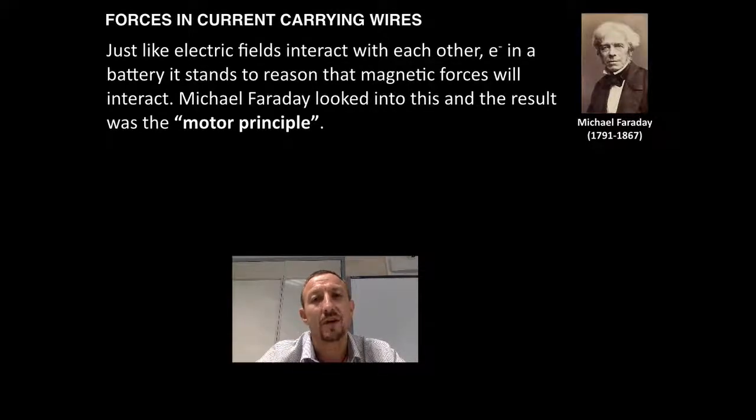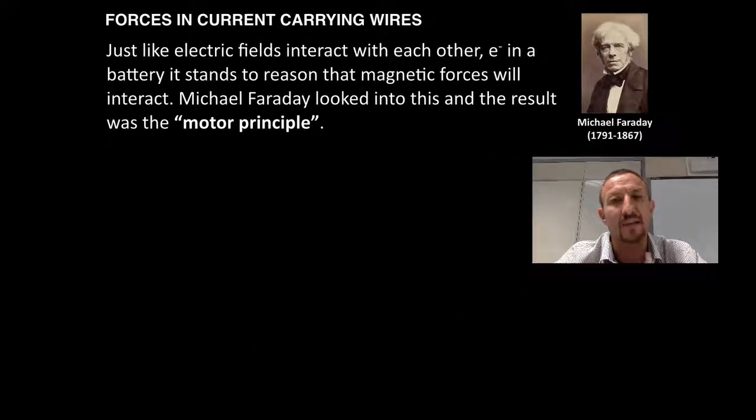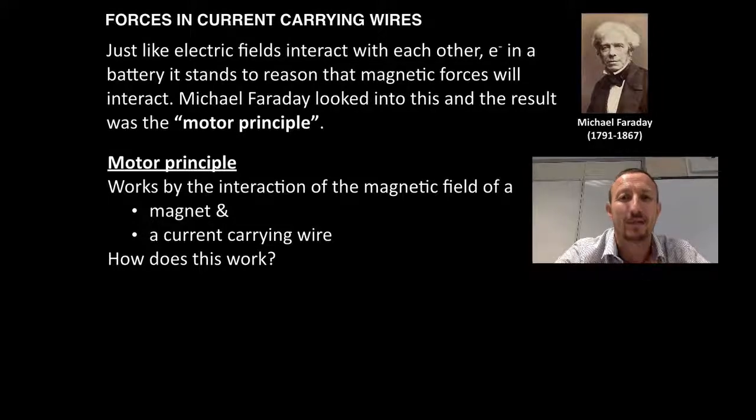But what do we need in order to have the motor principle working? Well, there are two things that we need. One is a stationary magnetic field from a magnet. The second is a current carrying wire. Remember, if a current is flowing, we've got moving charge, and moving charge generates a magnetic field. So there's our two magnetic fields. But how does this force actually get created? Well, let's look at the scenario below.